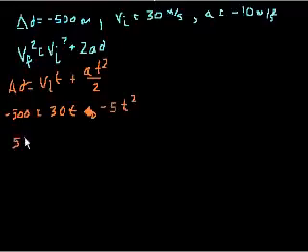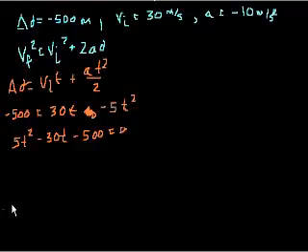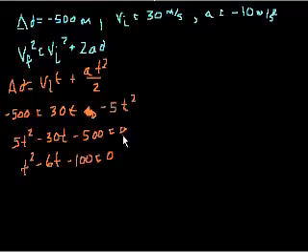So we get 5t squared minus 30t minus 500 is equal to 0. I just took these terms and put them on the left side. And we could divide both sides by 5 just to simplify things. So we get t squared minus 6t minus 100 is equal to 0, right? And I could do that because 0 divided by 5 is just 0, so it just cleaned it up a little bit.